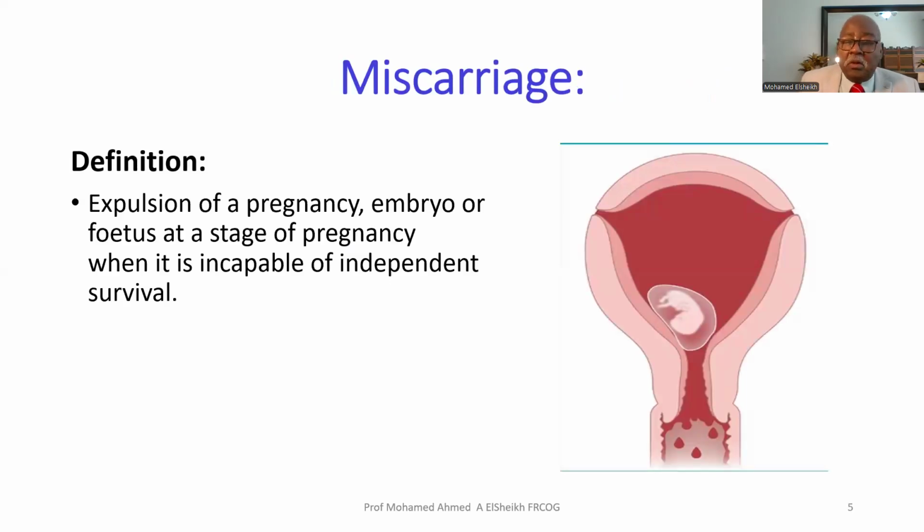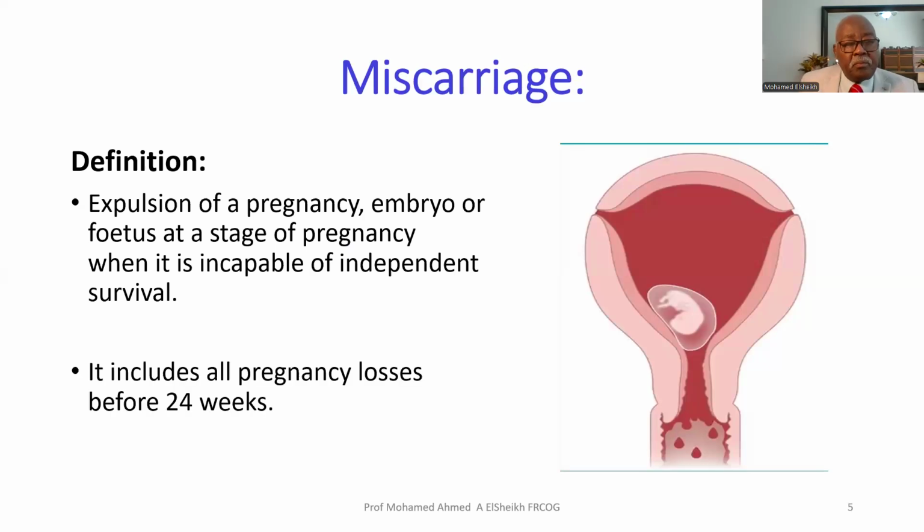Miscarriage, by definition, entails the expulsion of a pregnancy, embryo or a fetus, at a stage of pregnancy when it is incapable of independent survival. It cannot survive if left or if delivered on its own. So that made a time limit of all pregnancy losses before 24 weeks. Any pregnancy loss before 24 weeks, we call it a miscarriage. We have to differentiate here between a miscarriage and an abortion. A miscarriage is spontaneous, without any intervention. An abortion, which we used to use the term before, is when it's being induced, whether for medical reasons or for other reasons. So our talk here is about the one that occurs spontaneously.